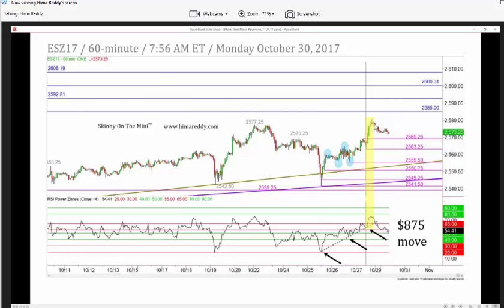It's not like it happens in 5 minutes, but this is what that move would have resulted in if you got in at the low, which I'm not saying you would, and out at the high. But I would think that if $875 is the whole move, you'd be pretty happy if you got 3 or 4 or $500, which would be 4 or 6 or 8 ticks or something like that. Points, I mean, sorry.